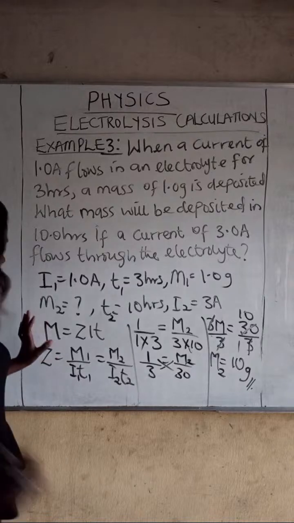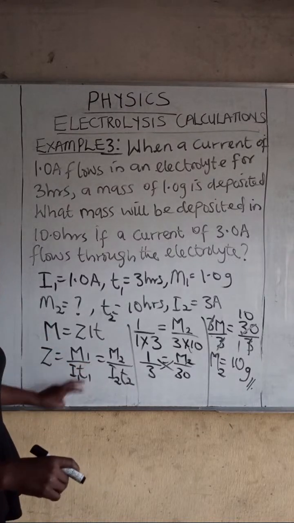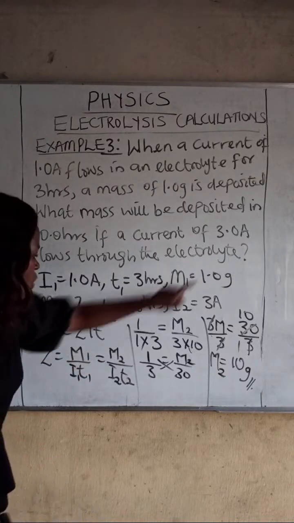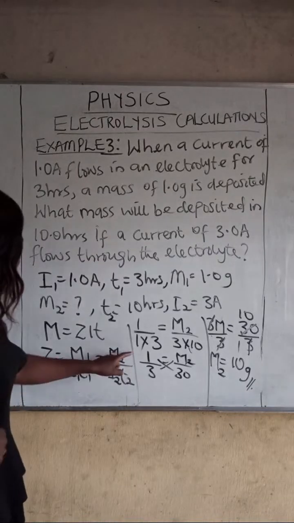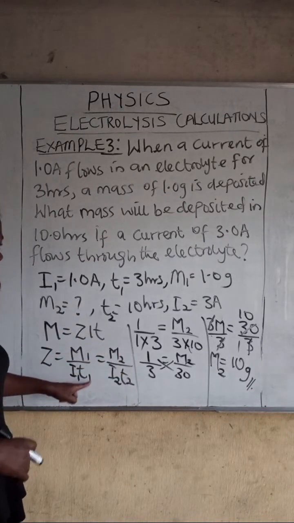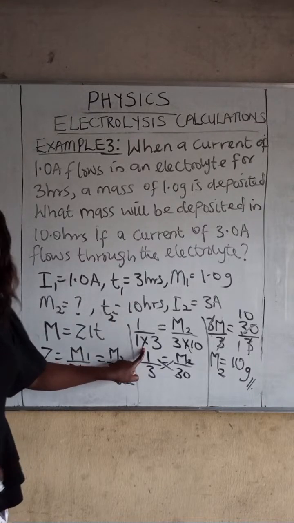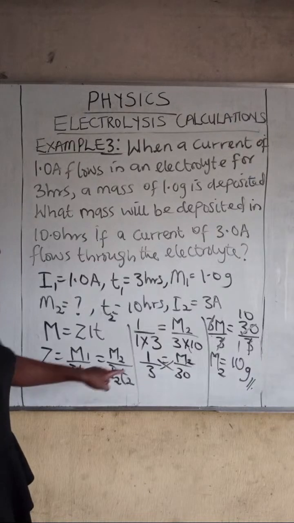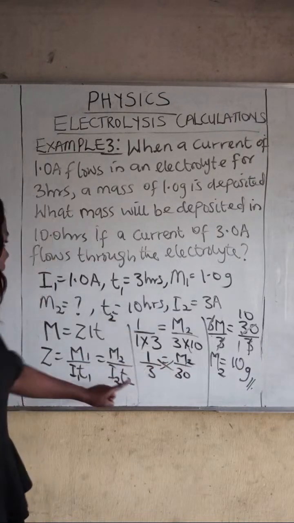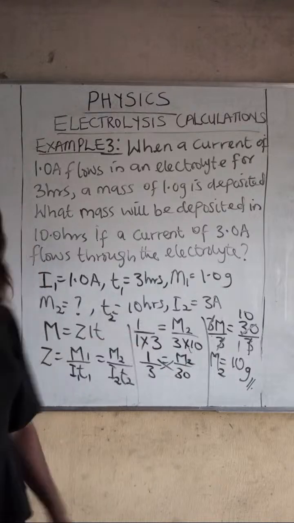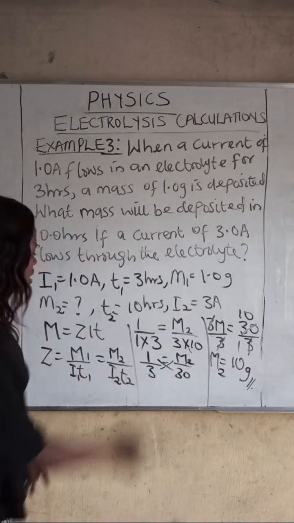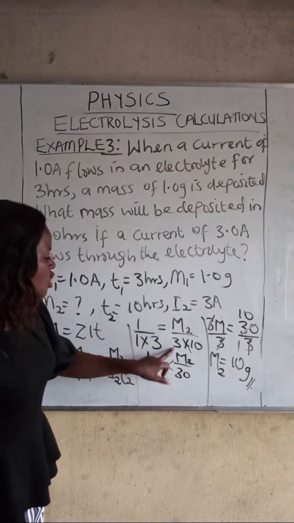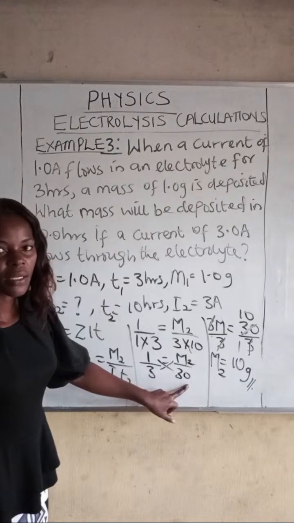Alright, sorry, my network is wrong. So when I compare them, I will have this. My first mass is given as 1, divided by my first current, which is 1, and my first time, which is 3, right? Then I'm looking for my second mass, my second current is 3, and my second time is 10, okay? So I work it out: this is 1 over 1 times 3 is 3, while this is m2 over 3 times 10 is 30, right?